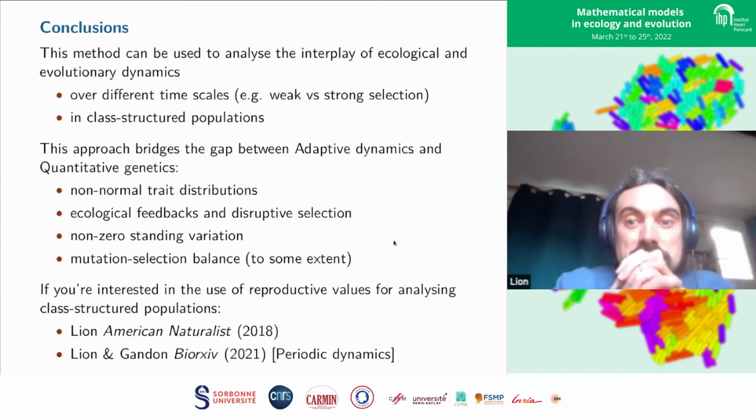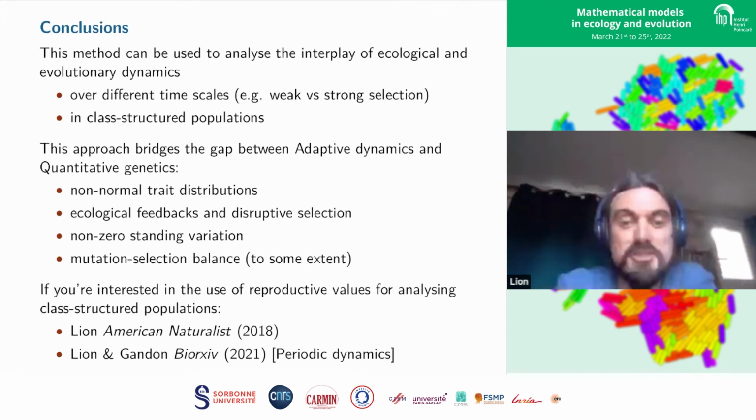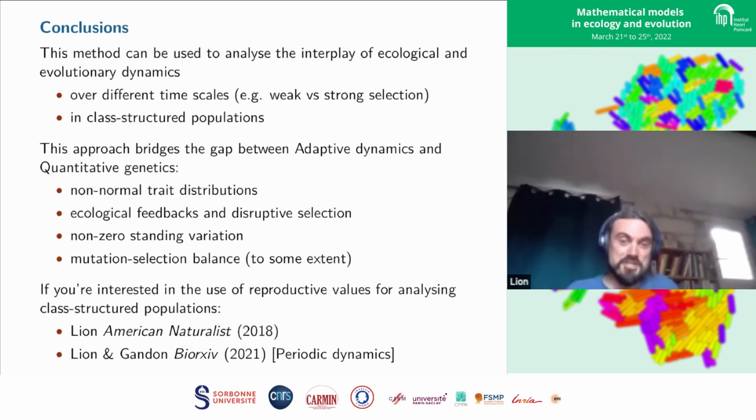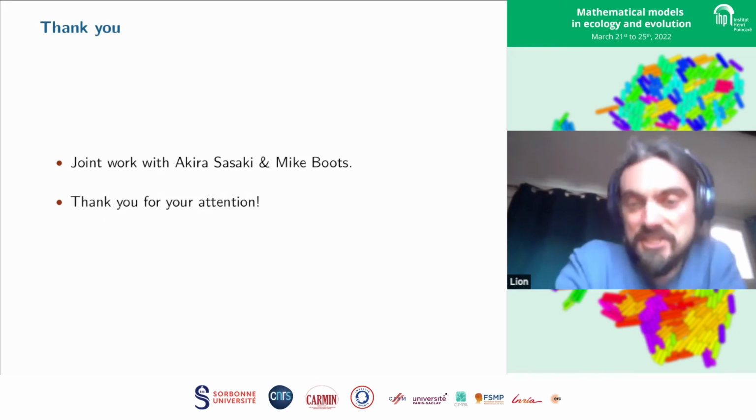To conclude, I hope I managed to show that this method can be used to analyze the interplay of ecological and evolutionary dynamics over different timescales, especially the interplay between fast and slow evolution and in class-structured populations. It bridges the gap between adaptive dynamics and quantitative genetics, to include non-normal trait distributions, ecological feedbacks, non-zero standing variation, all these limits that the two approaches have, which can to some extent be incorporated in that. Okay, so that's all. Joint work with Ryan and Mike, and thank you for your attention.